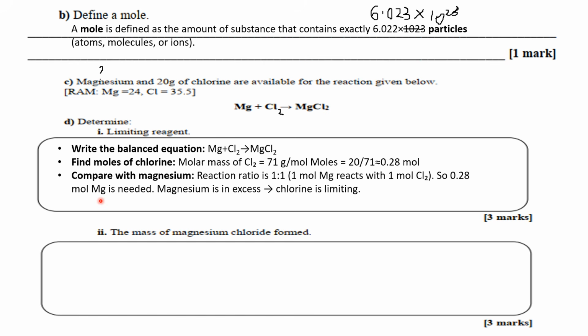That means we need the magnesium. In order for this reaction to happen fully, we shall need even 0.28 moles, in addition to whatever mass of magnesium we are given. All right, so that means magnesium is in excess, and therefore the limiting reagent is chlorine.